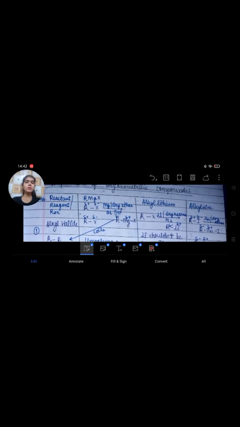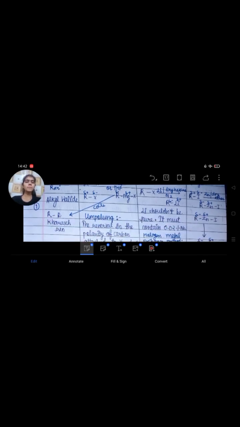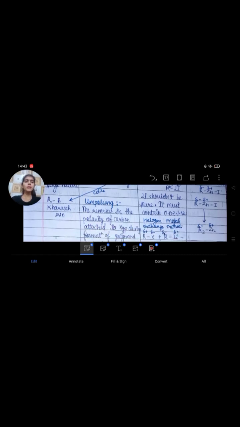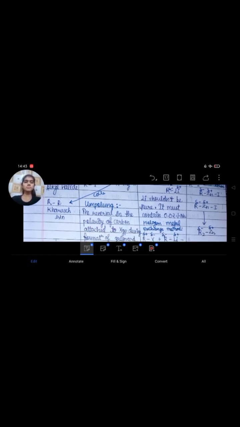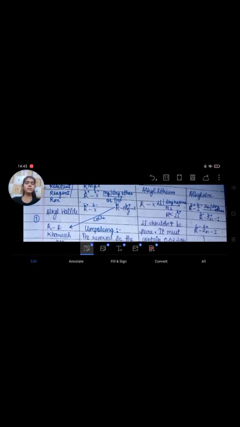Then the preparation of alkyl lithium from alkyl halide takes place in the presence of lithium and dihexane with nitrogen gas. In this reaction, lithium shouldn't be pure. It must contain 0.02% Na. Then alkyl halide conversion into alkyl zinc takes place in the presence of zinc and dry ether.